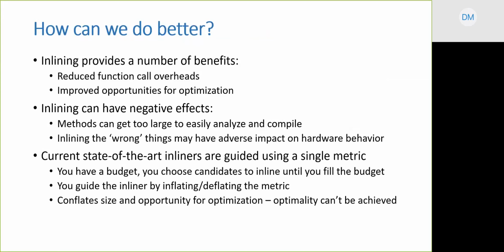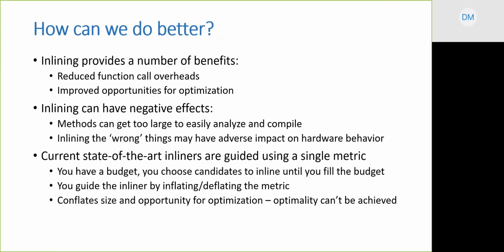If you start from first principles, inlining provides a number of benefits to the optimizer. It reduces function call overheads when you're executing the program. You call less stuff. And it provides improved opportunities for optimization. By amalgamating code units together, you can discover facts that you cannot discover looking at them in isolation, and therefore you can do better things to the code to make it go faster.